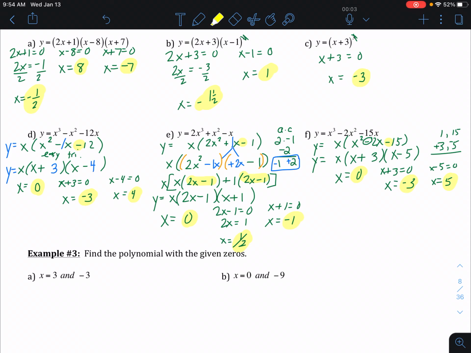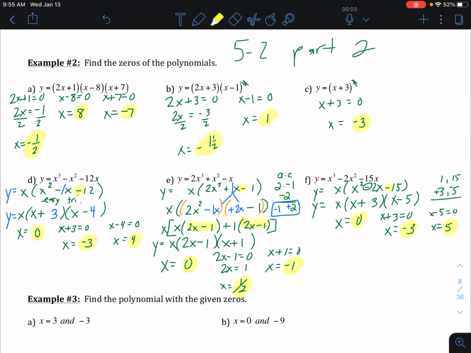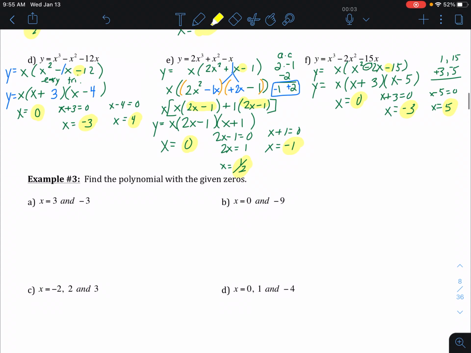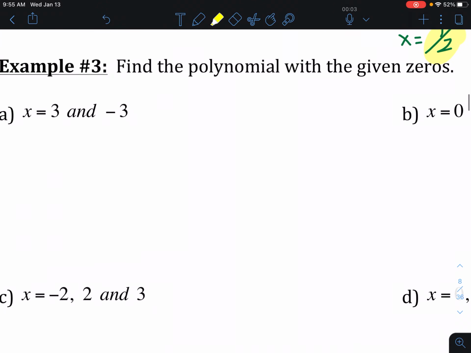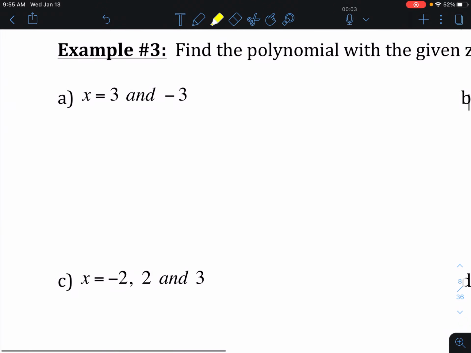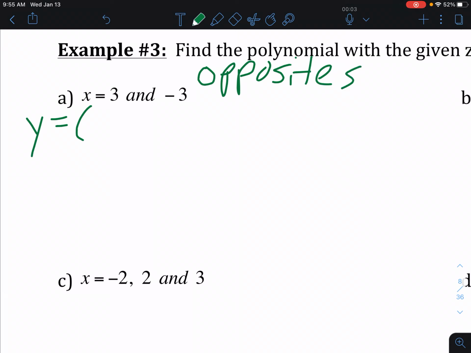with the given zeros. So in example 2, we kind of divided things up into smaller parts. So the opposite of dividing and factoring would be multiplying and distributing. And that's what we're doing here. That is the concept. So here's what we're going to do. We're going to start with y equals, where it says x equals 3, we're going to put that into parentheses as opposites. If it's a number other than 0, we're putting it in parentheses as opposites. So 3 would be x minus 3. And the -3 would be x plus 3.